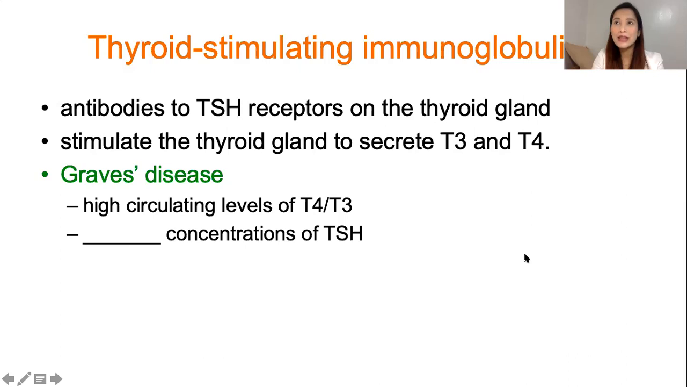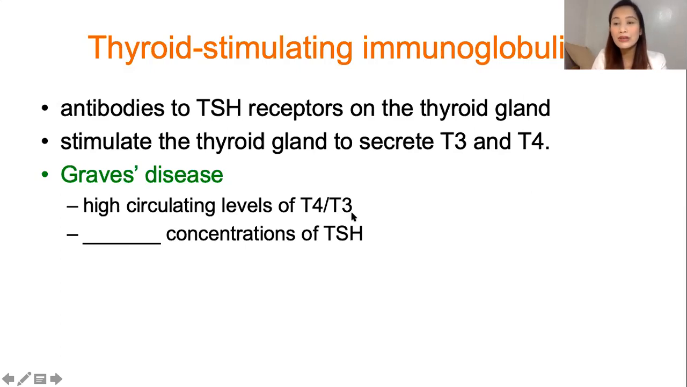When they attach to the TSH receptor, it will activate the TSH receptor. They act like TSH, but they're actually TSH receptor antibodies, and they are pathologic. So when they attach to the TSH receptor, they act like TSH, they activate the thyroid hormone synthesis, everything, just like TSH. And this will result in high circulating levels of T4 and T3.